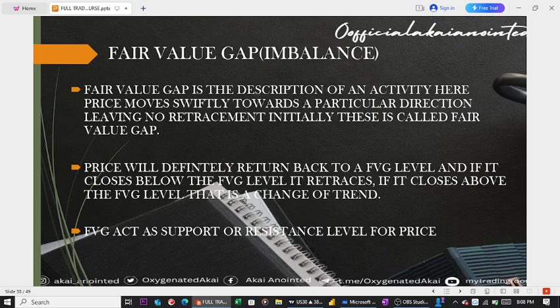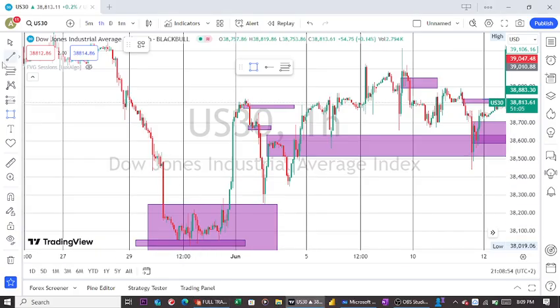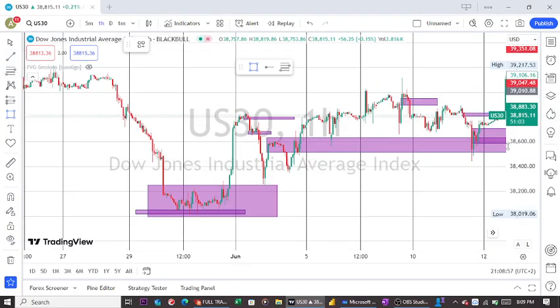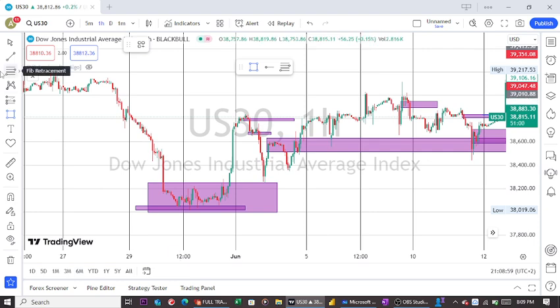So we have accumulation, manipulation, and distribution. Now, in accumulation, manipulation, and distribution, price accumulates first. After price accumulates, the next thing price does is it manipulates. Manipulation entails that it makes a fake move to sweep out all the potential stop loss positions. Those are mostly market manipulations made by the big banks.